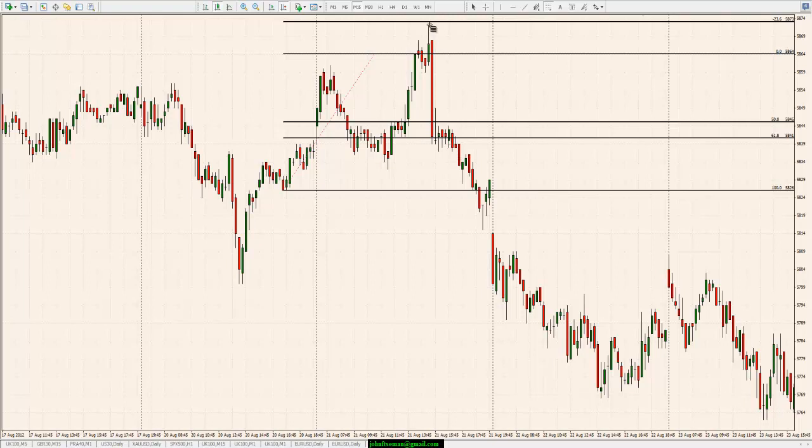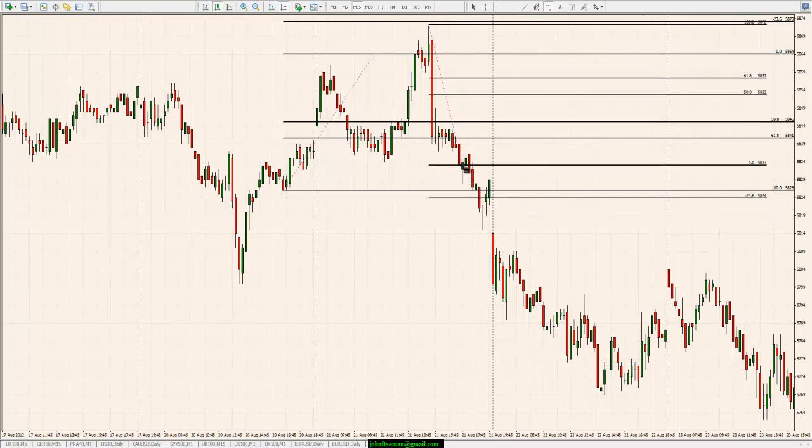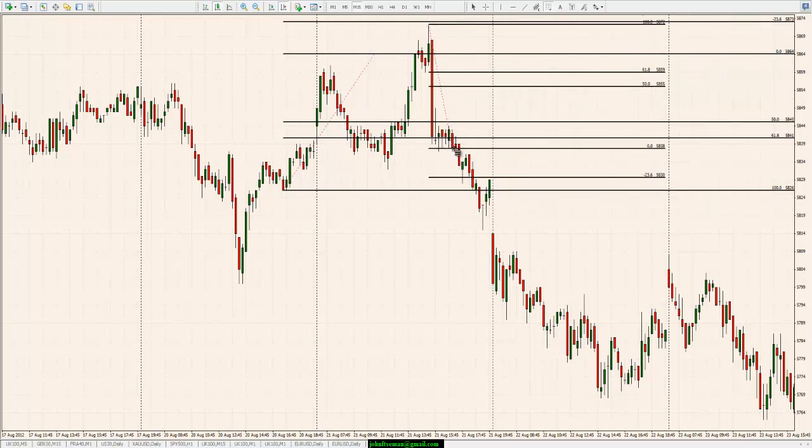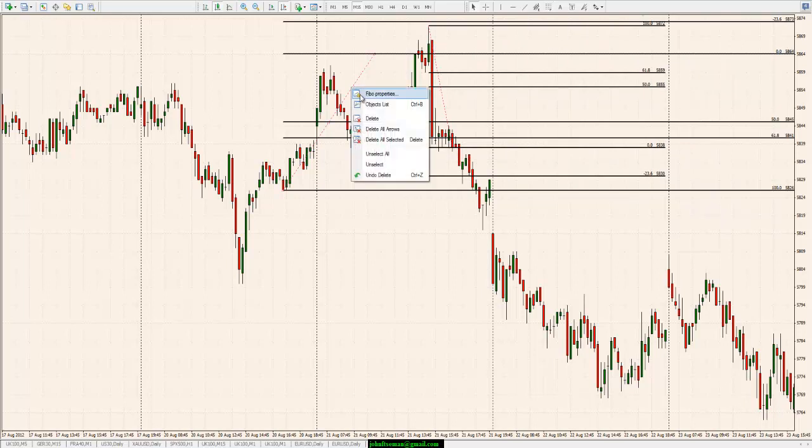So when you pull it from the previous high to the extreme of this candle here, which is here, and once we've got that drawn in, we can delete this fib here.